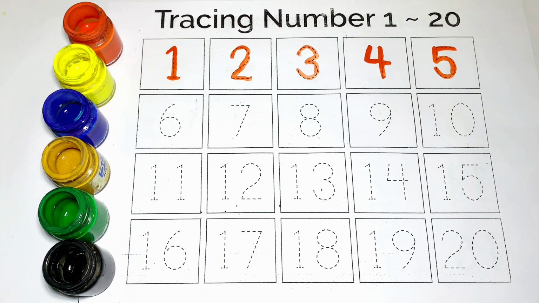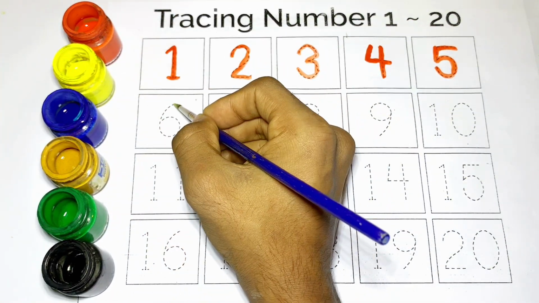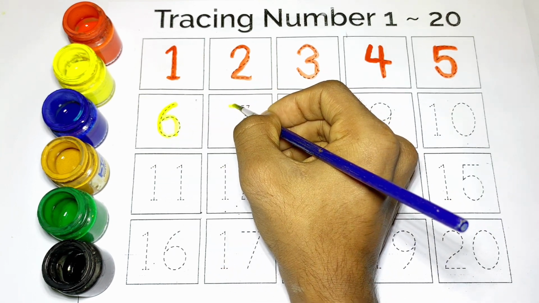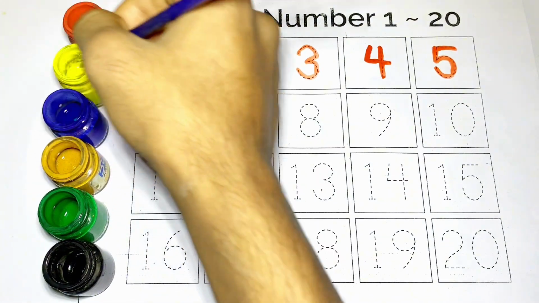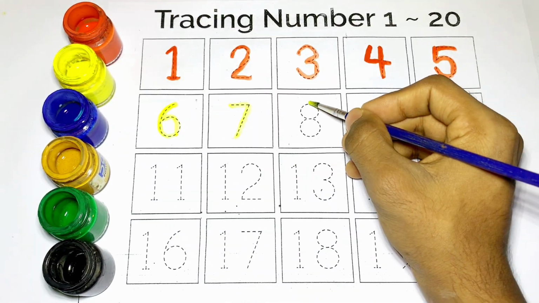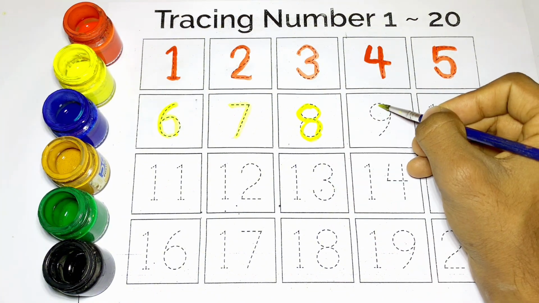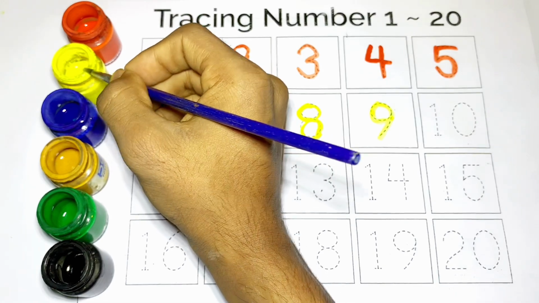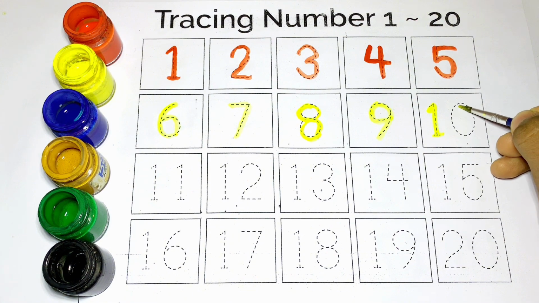Kids now draw 6, the number 6, and use yellow color. S I X, 6. S E V E N, 7. Kids again use yellow color and draw 8. E I G H T, 8. 9. N I N E, 9. Kids again use yellow color and draw 10. T E N, 10.